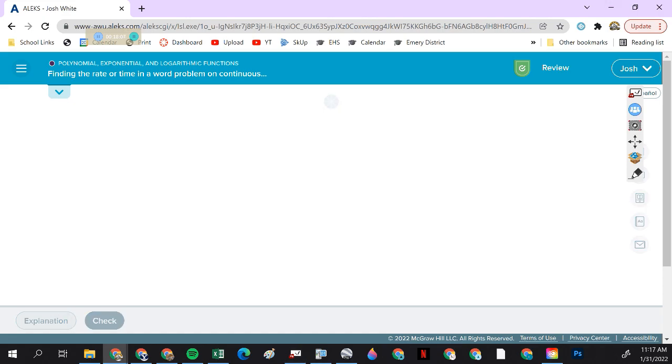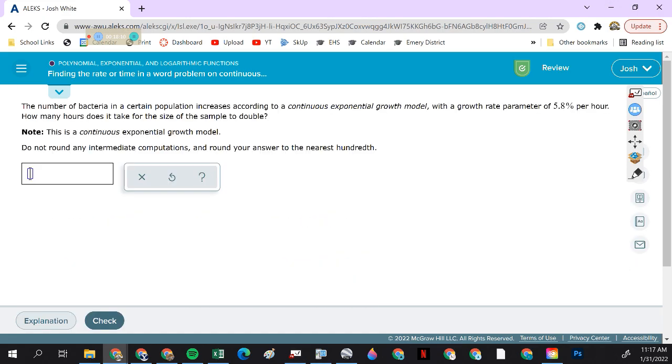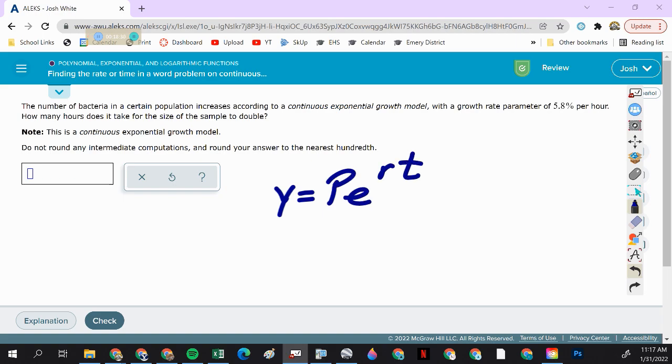Let's do another one. Continuous exponential growth. So, how many hours does it take for the size of the sample to double? So y equals Pe to the rt. What do I know about this? I know this is 5.8%. Do I know how much I start with? No. Do I know how much I end with? Kind of. It's double what I started with. So what do I start with?